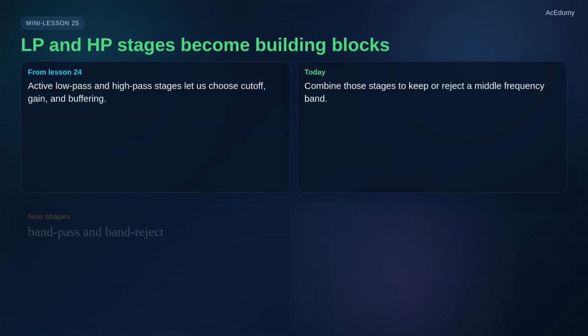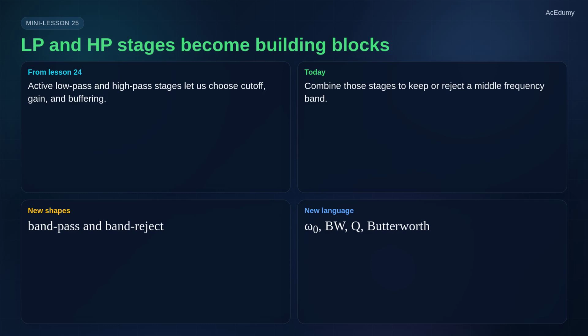In the last lesson, we used op-amps to make active low-pass and high-pass filters. Those two blocks are more than separate examples. They are building blocks. If we place them in the right order, we can keep only a middle band, reject a middle band, and control how smooth or sharp the transition looks.